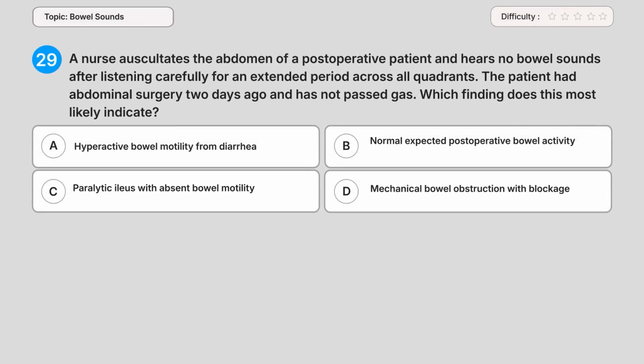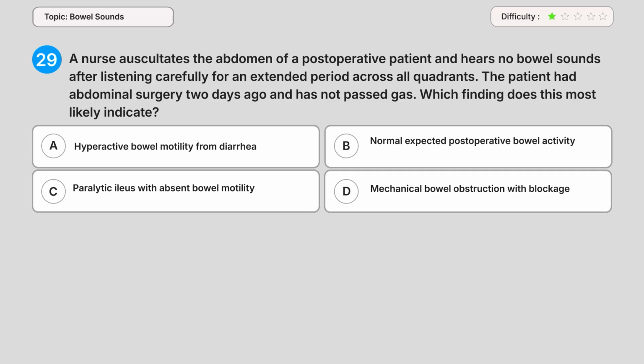29. A nurse auscultates the abdomen of a post-operative patient and hears no bowel sounds after listening carefully for an extended period across all quadrants. The patient had abdominal surgery 2 days ago and has not passed gas. Which finding does this most likely indicate?